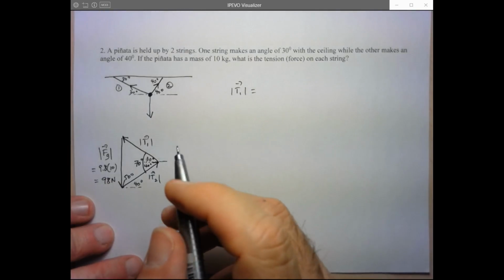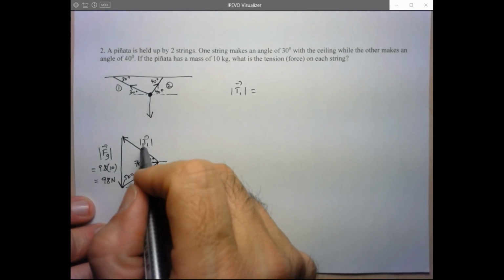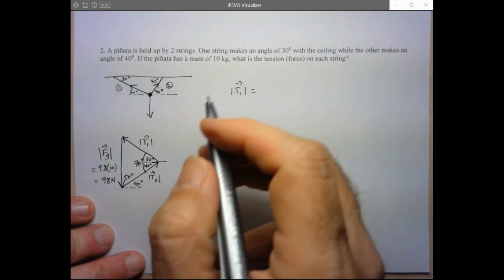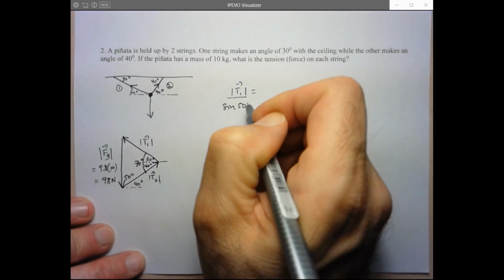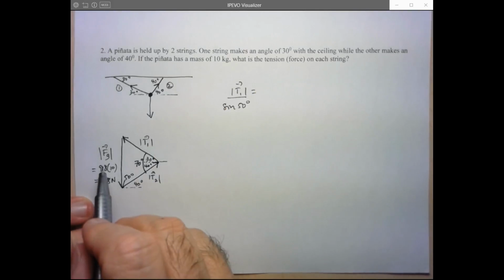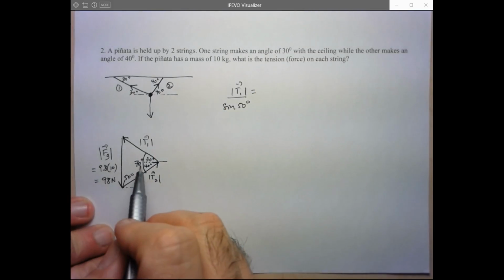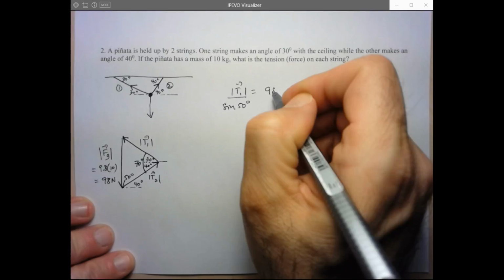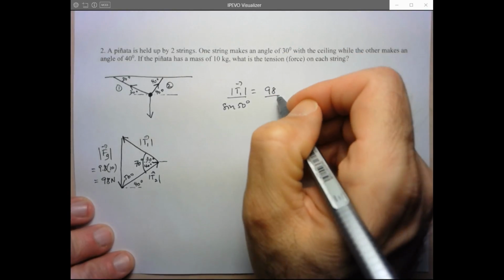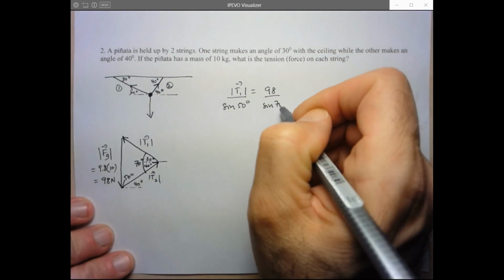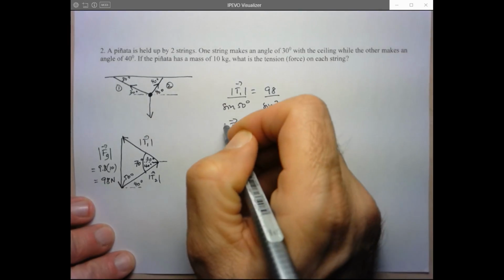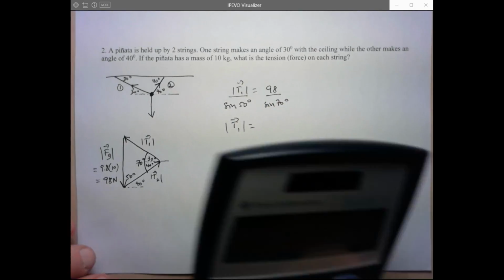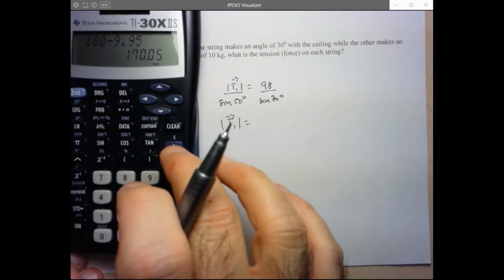because I don't have to worry at all about that ambiguous case. Okay, so here it'll be the magnitude of T1 over the sine of its opposite angle, so sine of 50. And then on the other side, well, hey, I know this side length and its opposite angle, so that's going to be 98 over sine of 70 degrees. Okay, and this is nice and easy to solve. So we can just get the tension in that string.